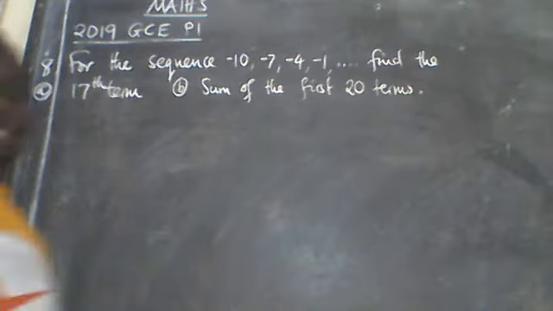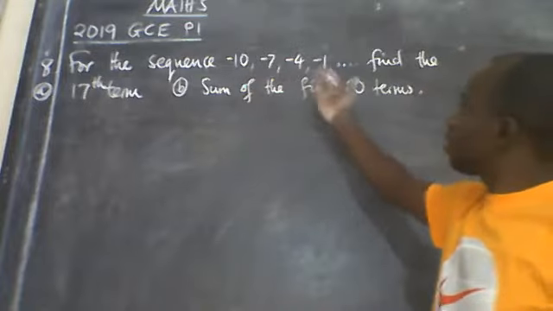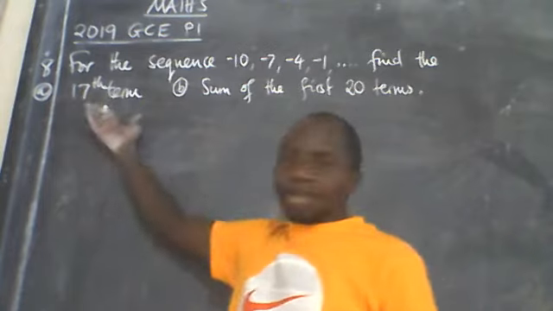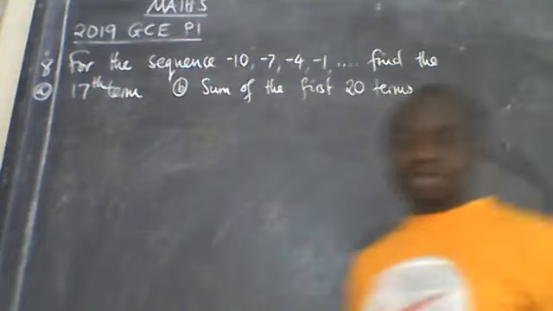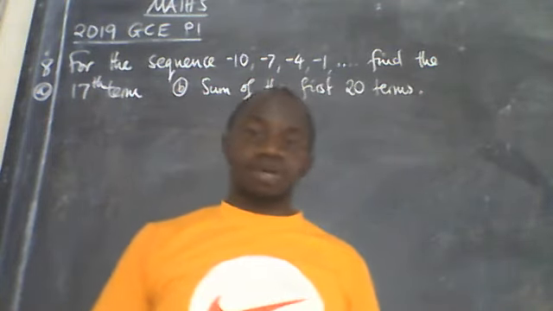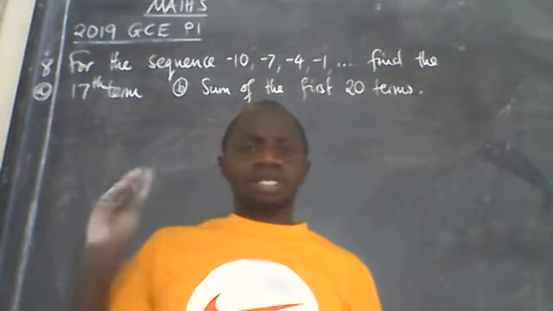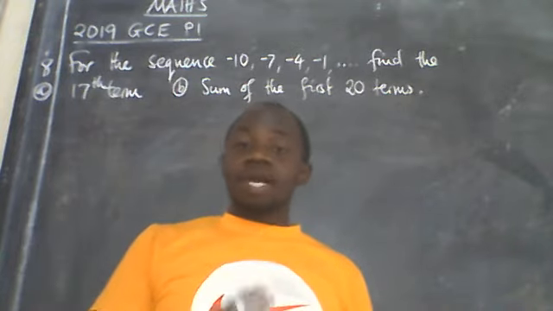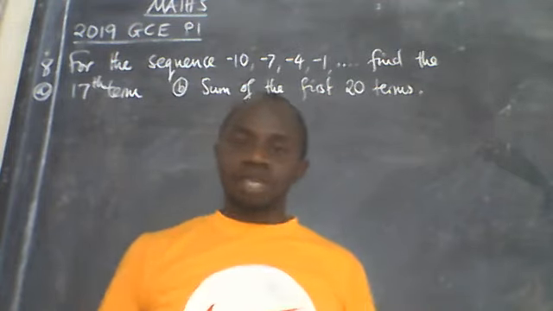Question number 8. So question number 8 says, for the sequence negative 10, negative 7, negative 4, negative 1, find the first part, the 17th term. Then the second part, the sum of the first 20 terms. This topic is sequences and series. Okay, sequences and series. And the two types of sequences that we discuss here are the AP and the GP. Okay, so meaning arithmetic progression and geometric progression.